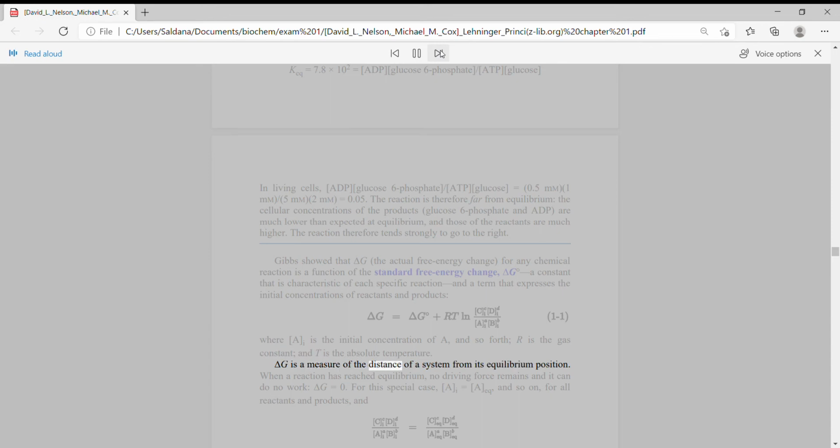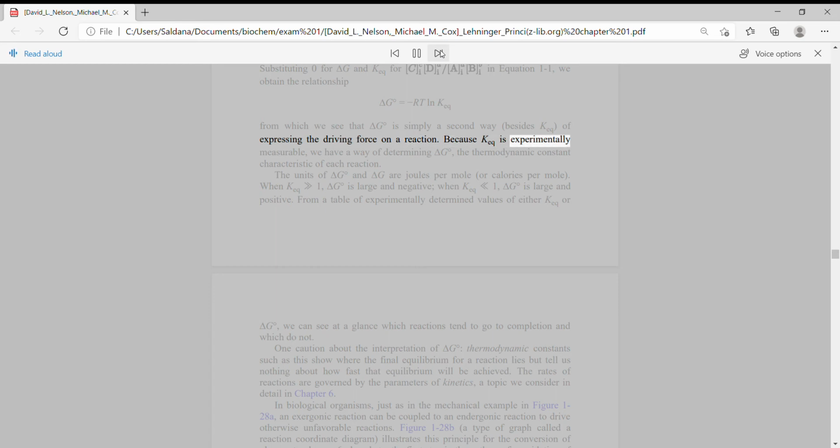Delta G is a measure of the distance of a system from its equilibrium position. When a reaction has reached equilibrium, no driving force remains, and it can do no work. Delta G equals 0. For this special case, [A]i equals [A]eq and so on for all reactants and products, and substituting 0 for delta G in equation 1-1, we obtain the relationship for delta G degree, from which we see that delta G degree is simply a second way, besides Keq, of expressing the driving force on a reaction.